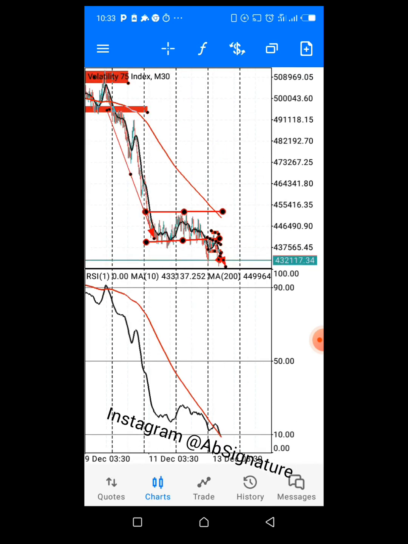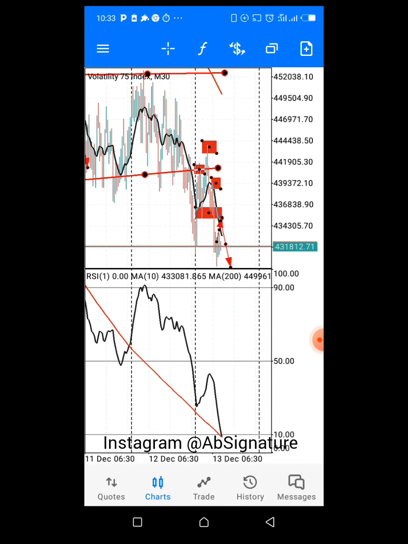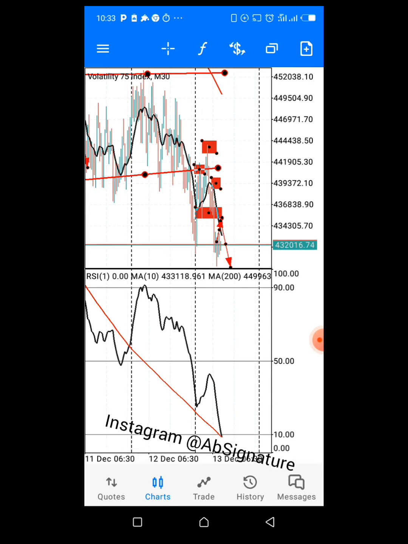So guys, trading Volatility 75 needs dedication. One, stick to your strategy, stick to your trading plan, and don't take trades randomly. Once you see your setup, you wait for the pattern to form.